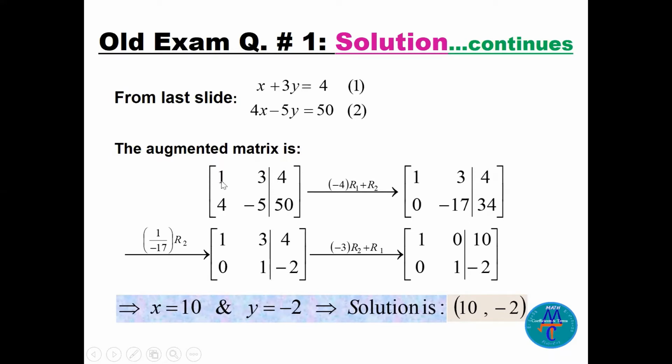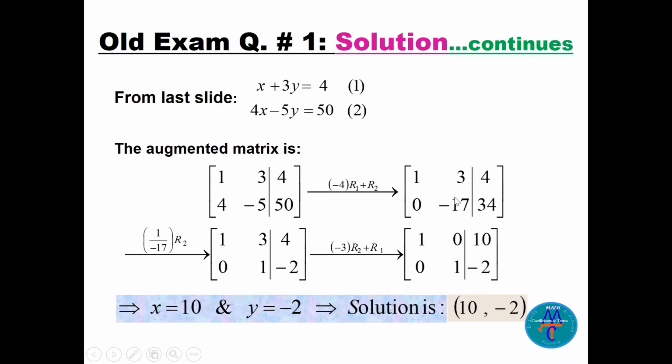Remember, minus 4 times 1, minus 4 add to 4, 0. Minus 4 times 3 is minus 12. With the minus 5 there, it will be minus 17. Minus 4 times 4 is minus 16. You add to 50, it will be 34.